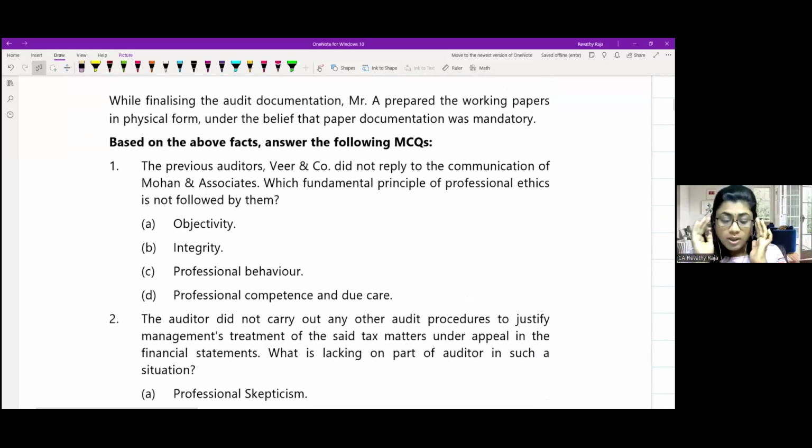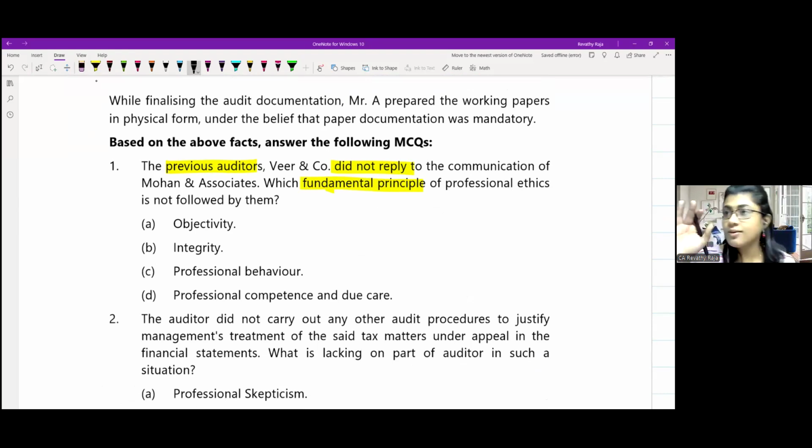Now, we will revise the concept also. Whatever question comes, that particular concept I'll revise fast. Now, the previous auditors, Veer and Co, did not reply to the communication of Mohan and Associates. Which fundamental principle of professional ethics is not followed by them?